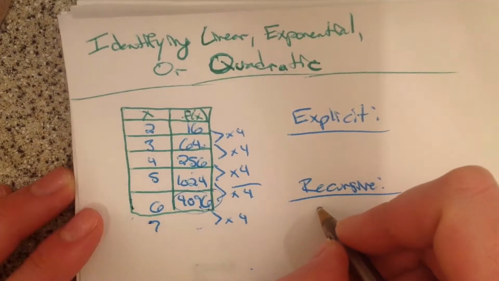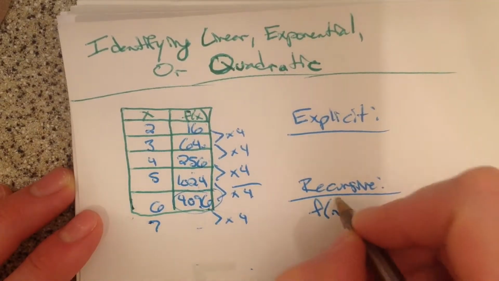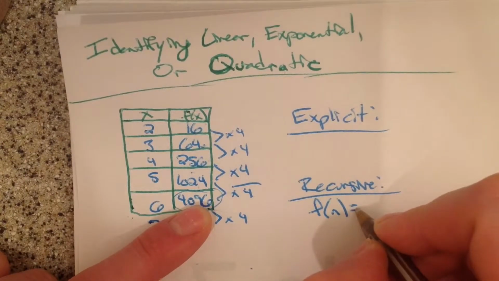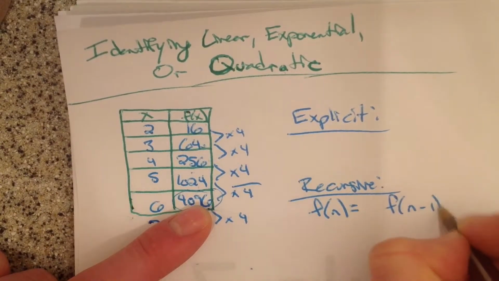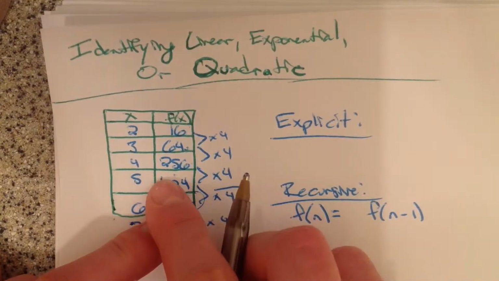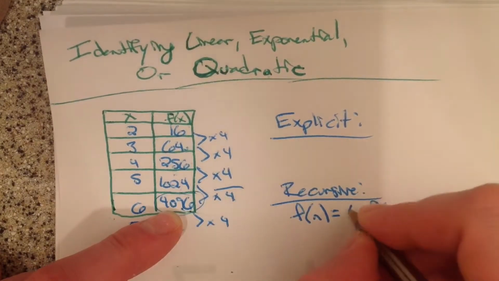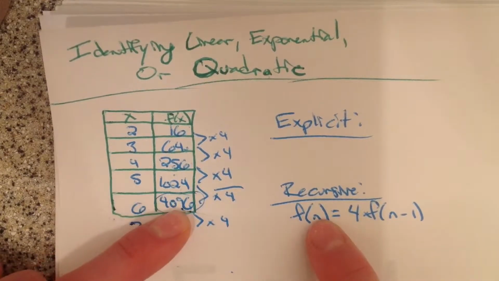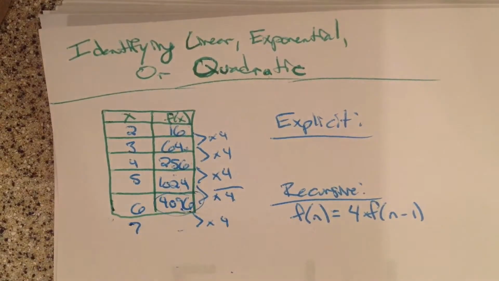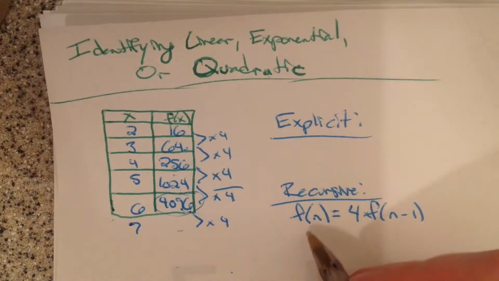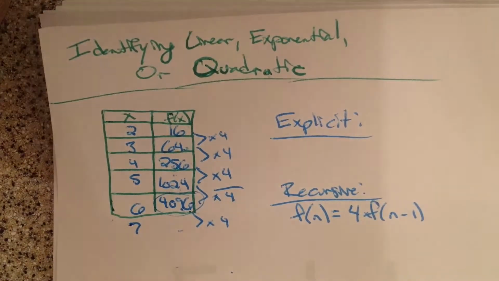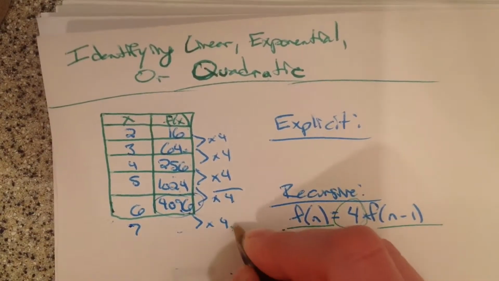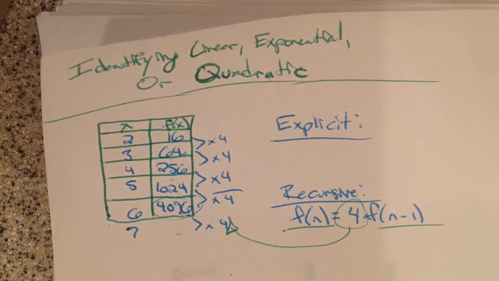So the way we do this, we say the term we're on, f of n stands for the term we're on, was equal to the term before it, so f of n minus 1 means the term before it, times 4. So 4 times the term equals the next term. And we would do the same pattern for every exponential recursive function. All exponentials have this piece. This number always comes from what's being multiplied every single time.